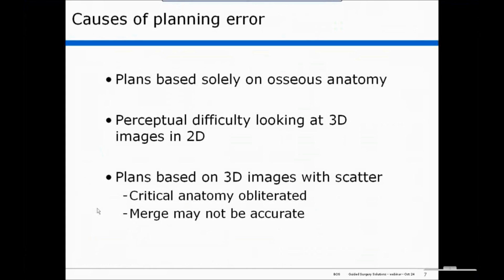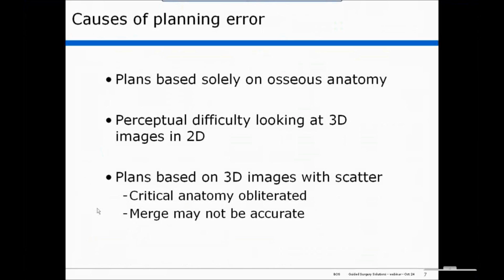Well, I think one of the issues could be that many plans are based solely on osseous anatomy, where while you're planning the case, you can't see the outline of the gingiva, you can't see the opposing tooth, you can't see adjacent teeth. Secondly, there seems to be a perceptual difficulty looking at 3D images in 2 dimensions. This issue was described to me by the owner of a large digital dental lab, who indicated that they faced this problem when designing crowns virtually.